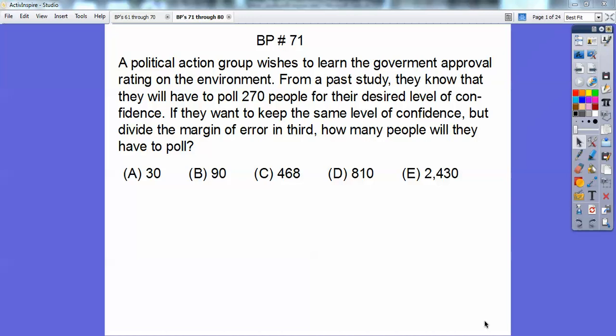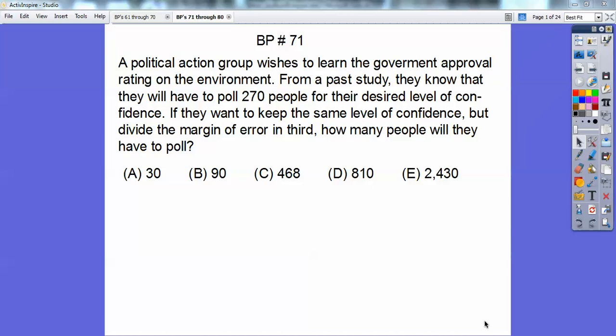A political action group wishes to learn the government approval ratings on the environment. From a past study, they know they will have to poll 270 people for their desired level of confidence. If they want to keep the same level of confidence but want to divide the margin of error by a third, how many people will they have to poll?